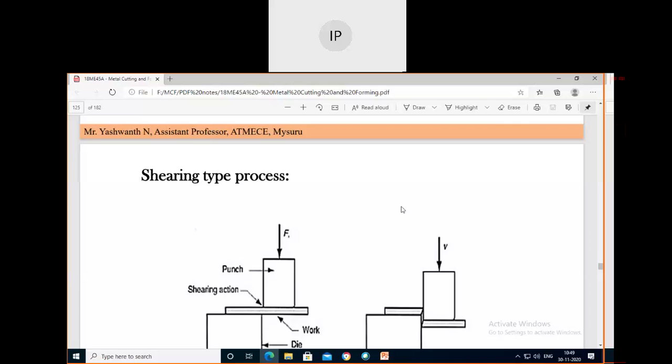Any doubts? The introduction to the metal forming process and classification of metal forming process is what I completed last class; I just repeated it. What is meant by metal working process? In detail, with a neat sketch, explain the classification of metal working process.